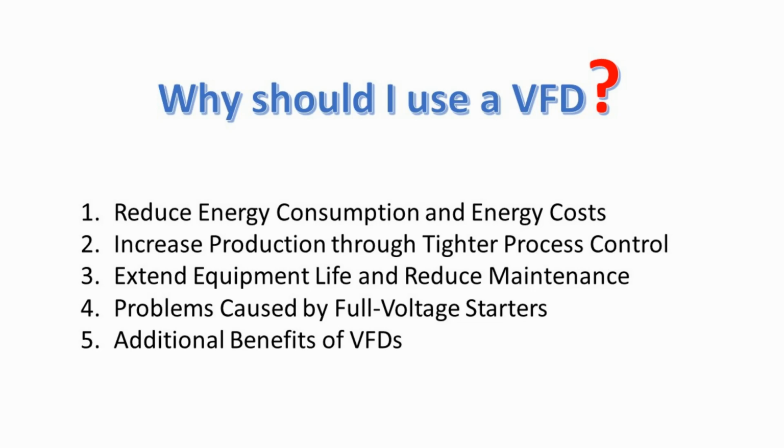Second one is increase production through tighter process control. By operating your motors at the most efficient speed for your application, fewer mistakes will occur, and thus production levels will increase, which earns your company higher revenues. On conveyors and belts, you eliminate jerks on startup, allowing high throughput.